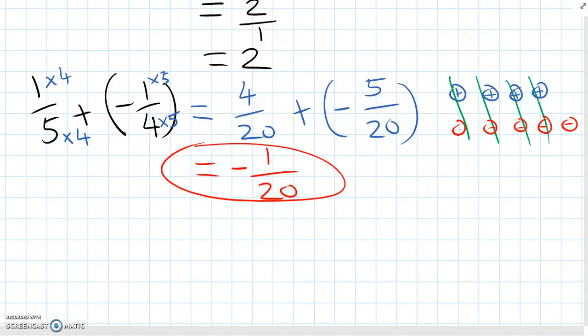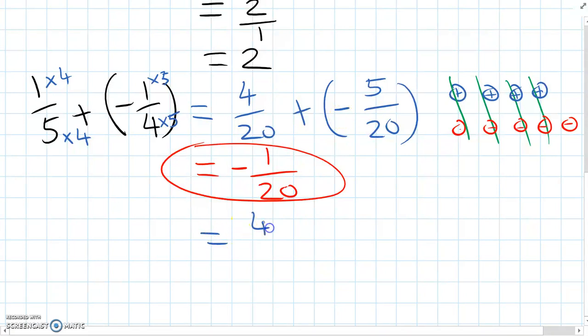Another way we could have done that is remembering that adding a negative is the same as subtracting. So we could have said 4/20 add negative 5/20. That's the same as taking away 5/20. And that means we're at 4 on the number line, and we're going back by 5, so we're at negative 1. And that gives us the same answer.